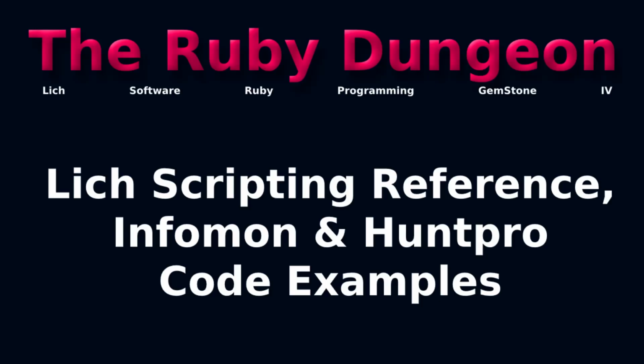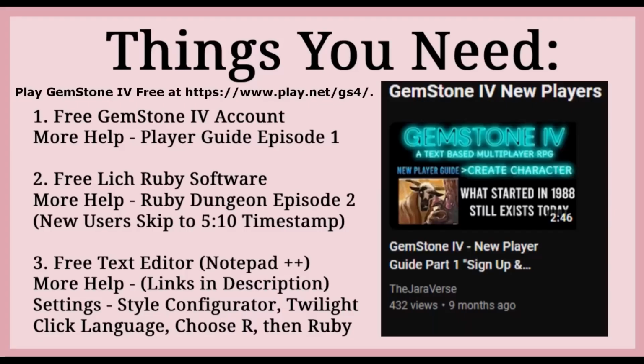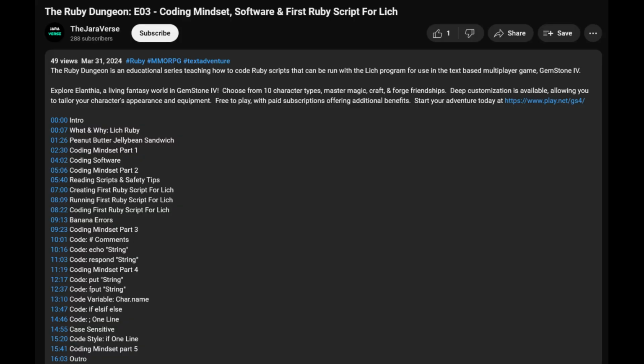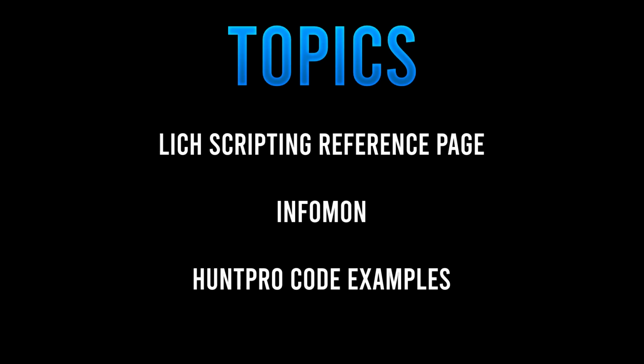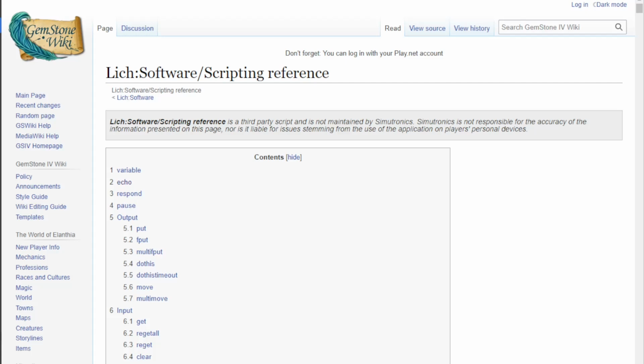Welcome to the Ruby Dungeon, a series teaching how to code Ruby scripts that can be run with the Lich program. Episode 3 covered programs needed, and we made our first script using comments, echo, respond, put, fput, char.name, and if-else statements. Today we're going to look at the Lich scripting reference page, talk about Infomon, and show more coding examples from Huntpro. Let's head over to that Lich scripting reference page.